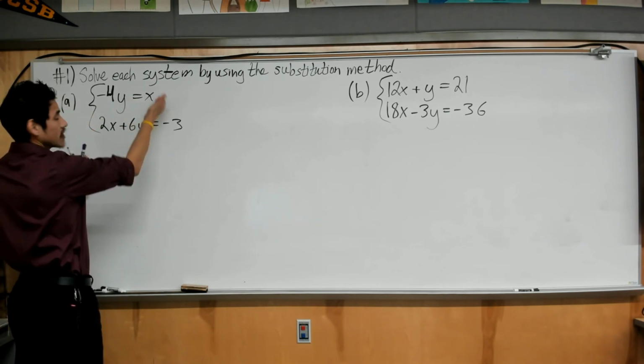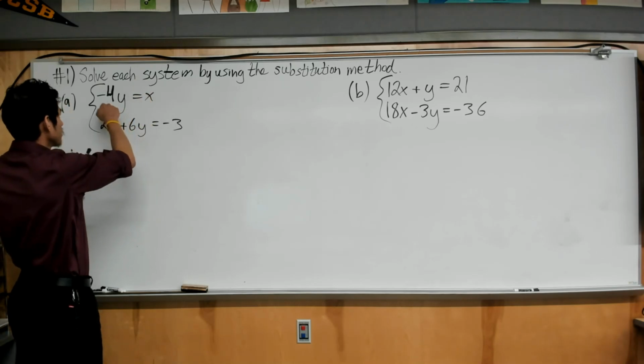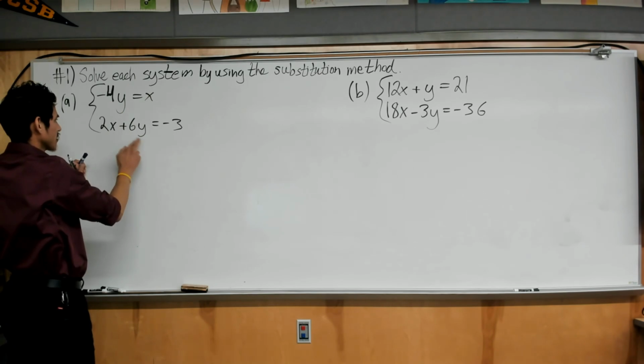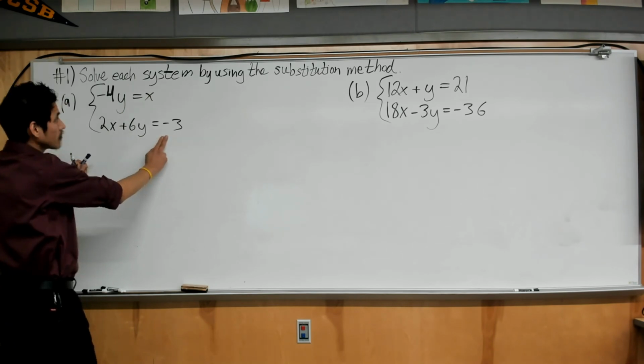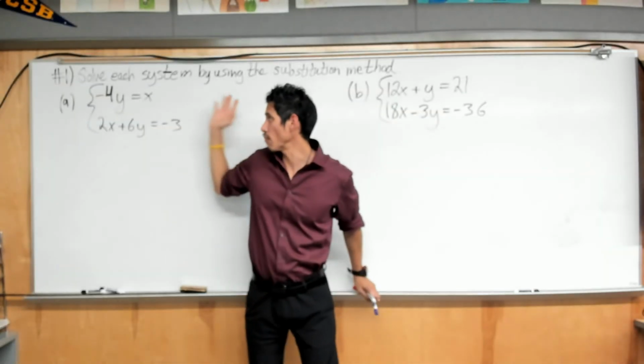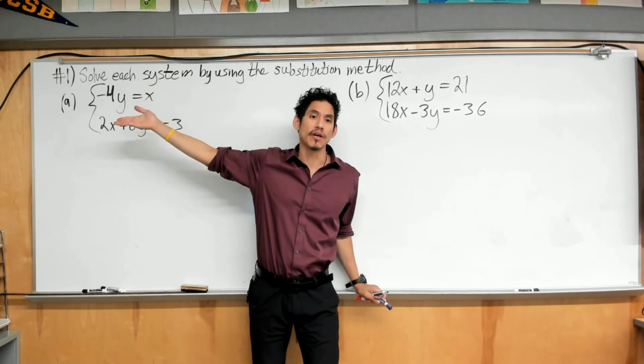Okay. Here we have an equation, as you can see, a good equation here, negative 4y equals x. Here you have another good equation, 2x plus 6y equals negative 3. So when you are solving using the substitution method, you're substituting one variable into another equation.